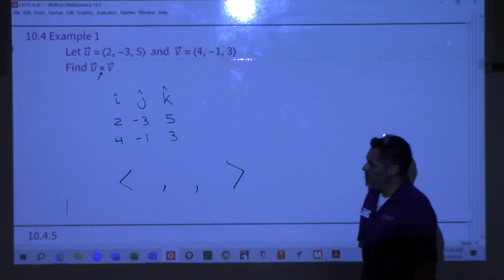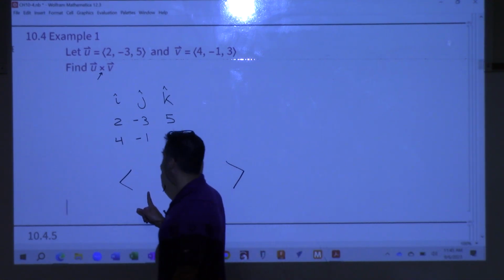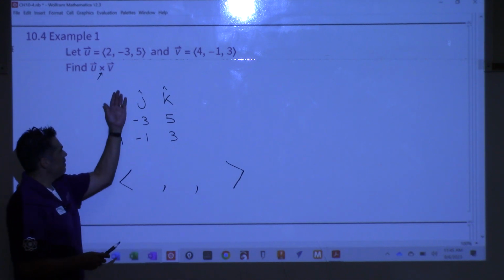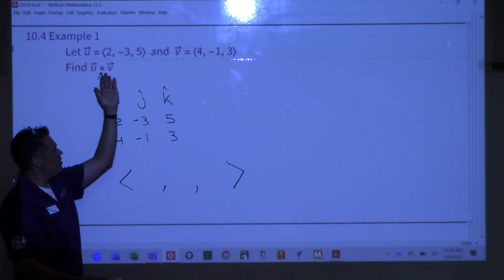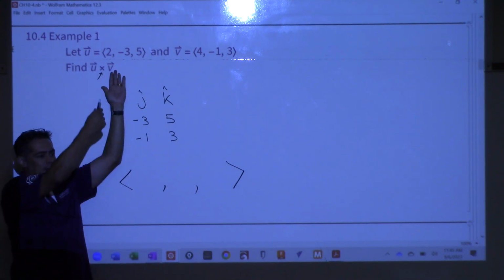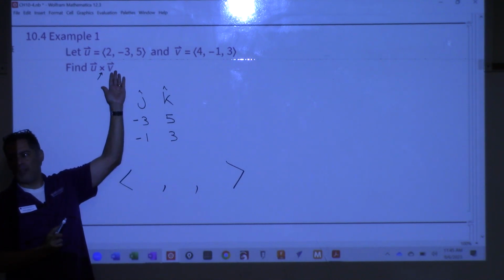And this first component, the way you get that is by covering. We're trying to find the i component, the x thing. So what you do is you cover up the i's. You cover up everything in the i column. And you see those four numbers? You do the determinant of those.